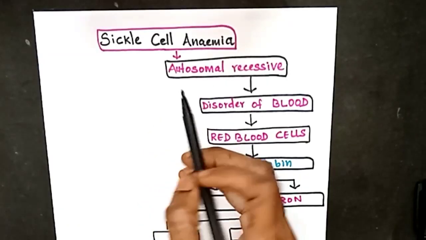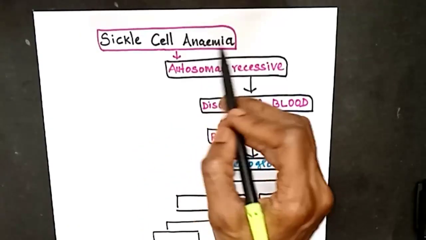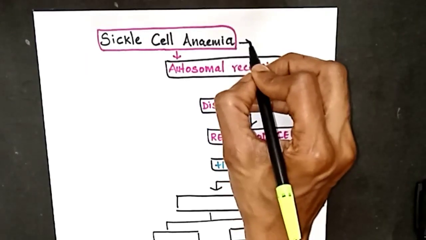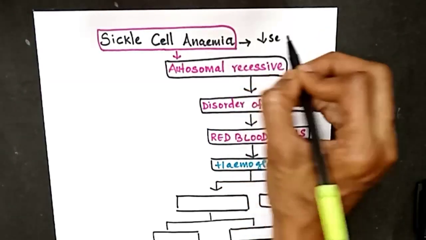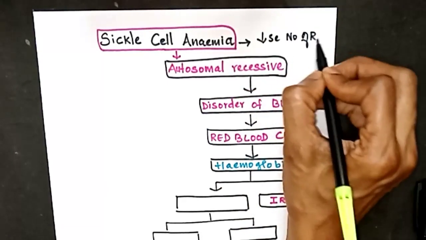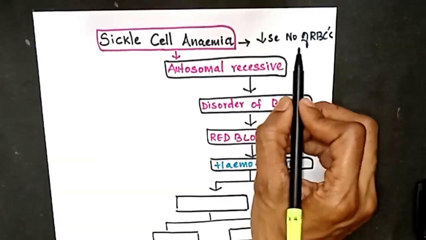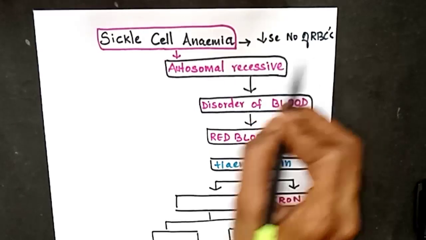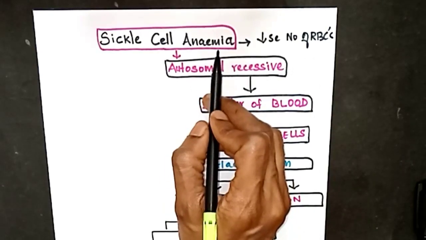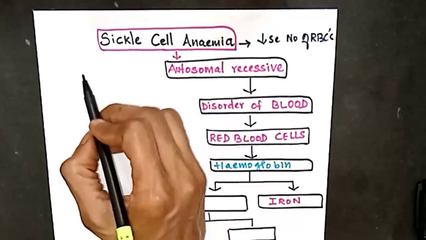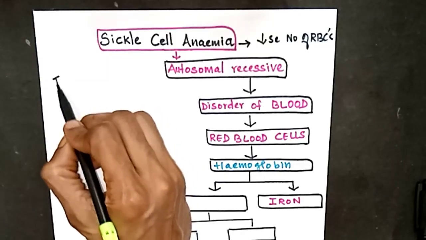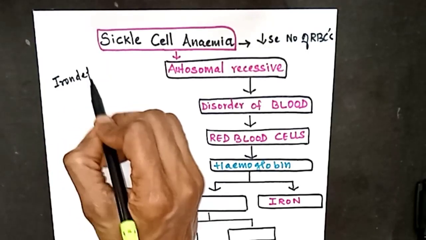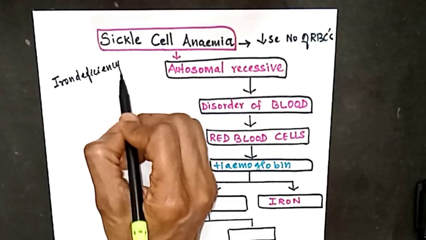Sickle cell anemia. What is the meaning of sickle cell anemia? Anemia means there is a reduction in the number of RBCs. RBCs means red blood corpuscles. If there is a decrease in the number of red blood corpuscles, you call it anemia. The most common cause of anemia, that is decrease in RBC count, is iron deficiency. In that case you call that anemia iron deficiency anemia.